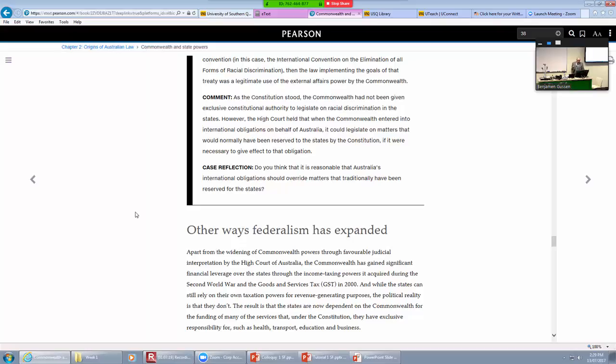So as you see here, as the Constitution stood, the Commonwealth had not been given exclusive constitutional authority to legislate on racial discrimination in the states. However, the High Court held that when the Commonwealth entered into international obligations on behalf of Australia, because the Commonwealth is the one that's going to enter into things like these conventions on behalf of Australia, then the Commonwealth could legislate on matters that would normally have been reserved to the states by the Constitution. Okay.